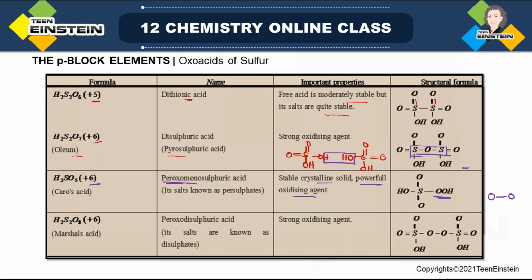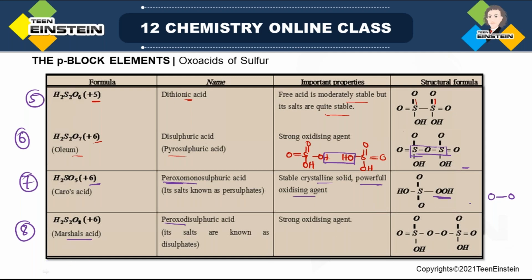It is a stable crystalline solid, this Caro's acid. And remember why this is different from the other oxoacids, because it is carrying a peroxo O-O linkage. And the next one, this is H2S2O8. Now this is also carrying a peroxo linkage, and because of that fact it is also a strong oxidizing agent. Okay, it is known as Marshall's acid.